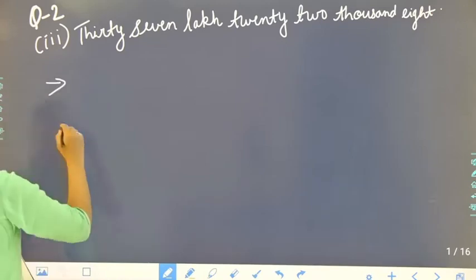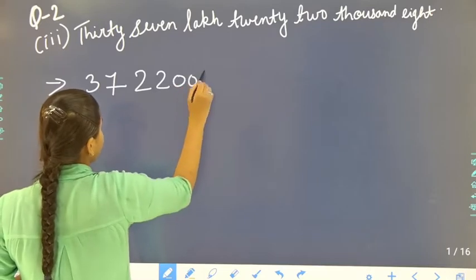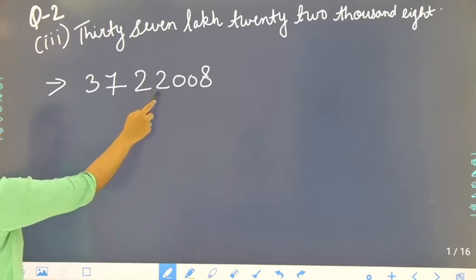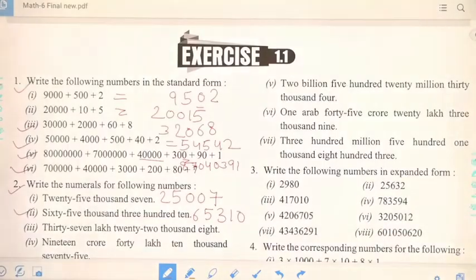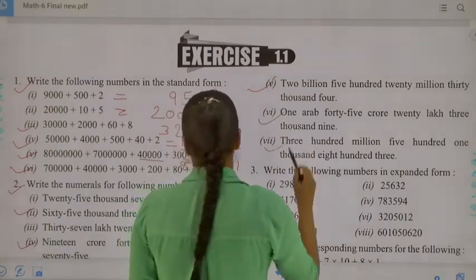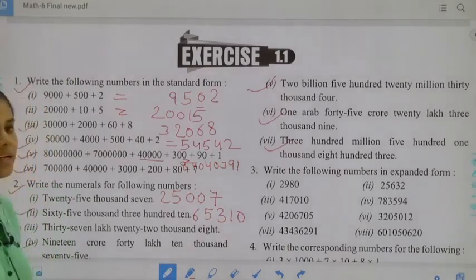37,22,008. Ones, tens, hundred, thousand, 10,000, lakh, and 10 lakh. That is 37,22,008. Move to the next part. That is fourth part. Fourth, fifth, sixth, and seventh is your homework. You have to do yourself in your maths notebook.